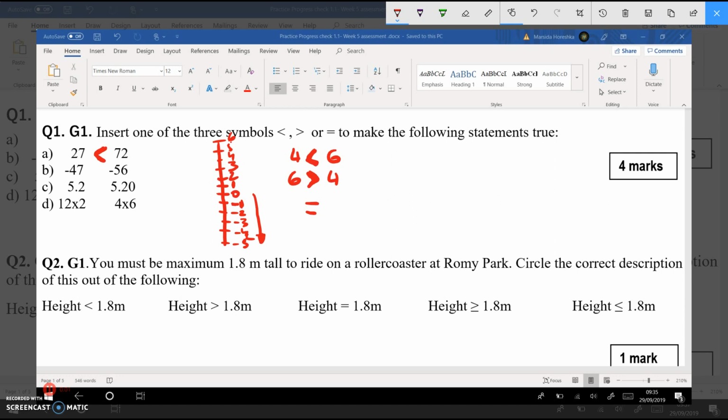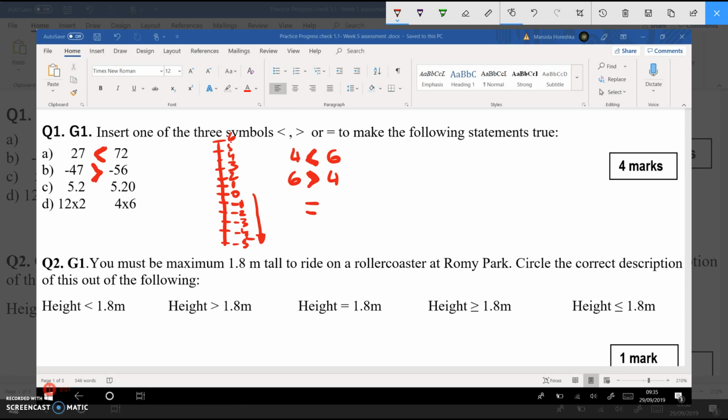So looking at the digits here, although 56 is greater than 47, minus 56 will be smaller than minus 47. So we'll need to use this symbol, the greater than symbol, and it is read as minus 47 is greater than minus 56. So it's facing the bigger number, but it's pointing at the smaller number.